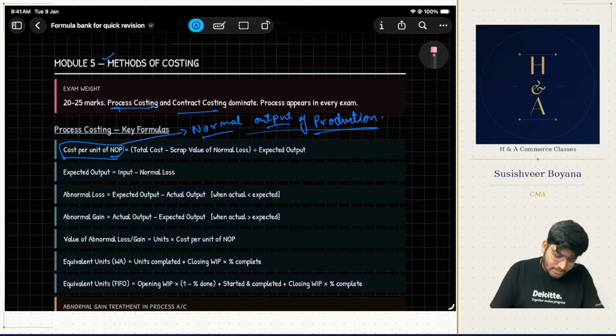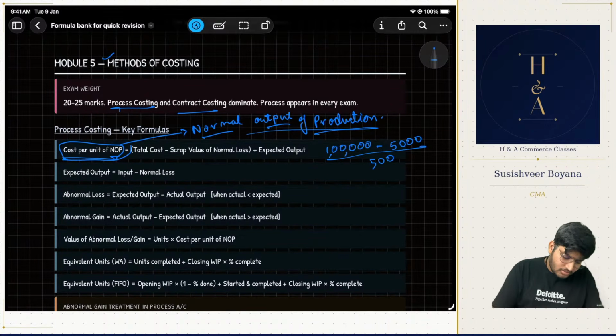Total cost, for example, is going to be 1 lakh. But I notice there is a normal loss, and the normal loss could be resold. That means it is an income against a cost, so I have to reduce it by 5,000. And the expected output, given a number of input, let us say 500, would give us the cost per unit for normal output of production.